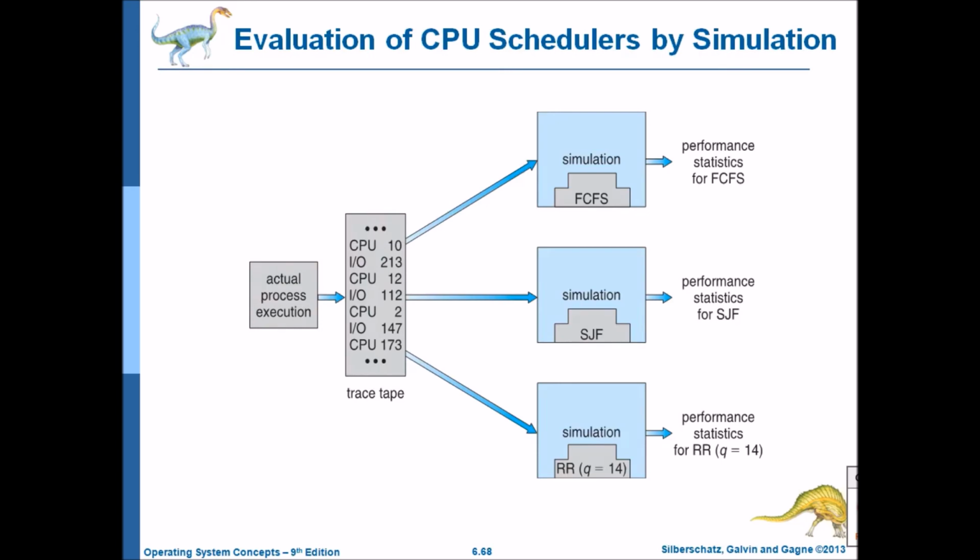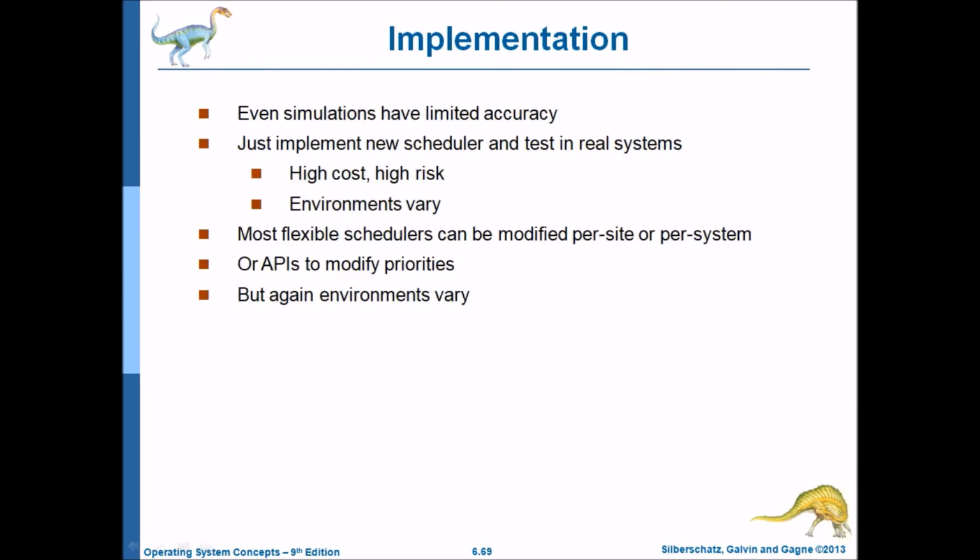Simulations can be expensive, often requiring hours of computer time. A more detailed simulation provides more accurate results, but it also takes more computer time. In addition, trace tapes can require a large amount of storage space. Finally, the design, coding, and debugging of the simulator can be a major task. Event simulations have limited accuracy, so the only way to completely accurately evaluate a scheduling algorithm is to code it up.